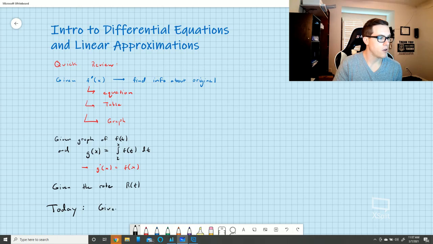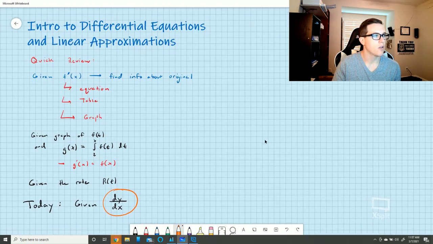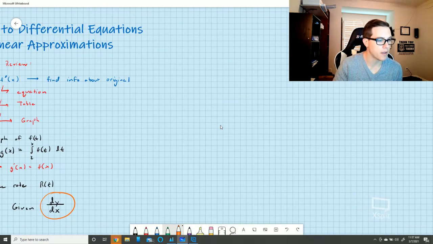They're going to give you the derivative, so nothing different there, but they're going to give it to you using this notation today. But it still means derivative. We're just going to start to see this notation for a reason I'll get into later. So we're going to start to use the dy dx notation when we're dealing with something called differential equations. Okay, so before we get into the weirdness of what's different about this, let's do a quick example.